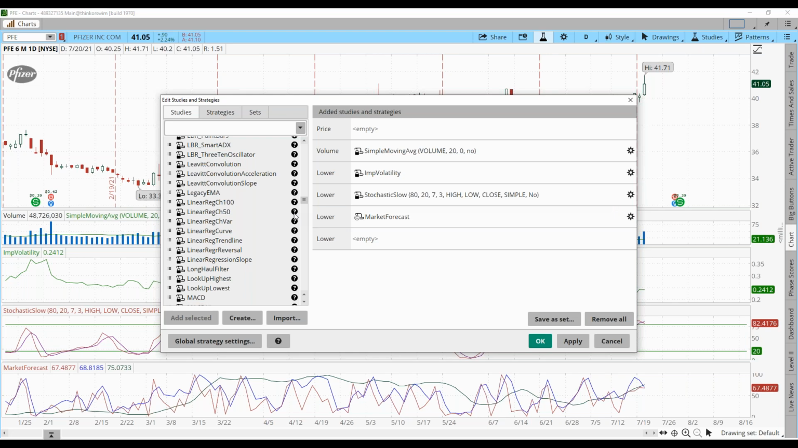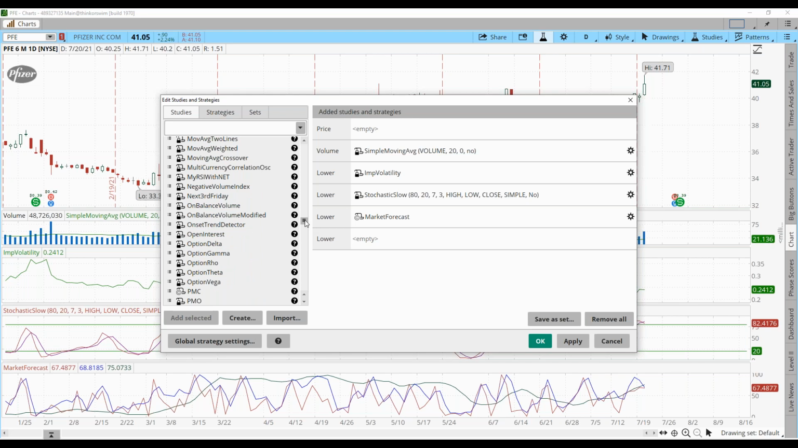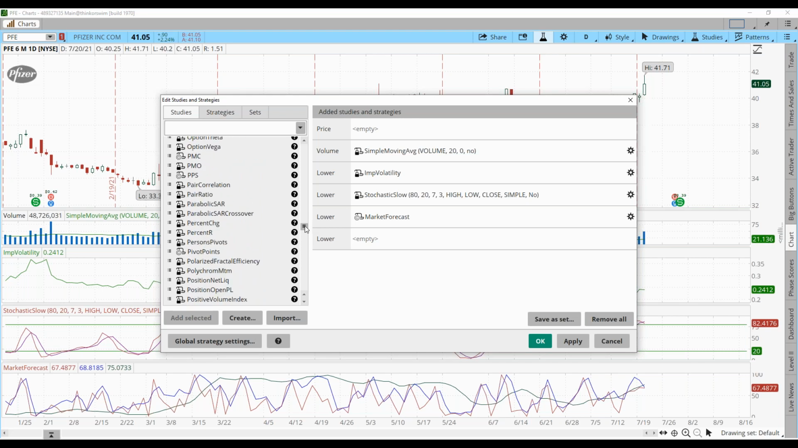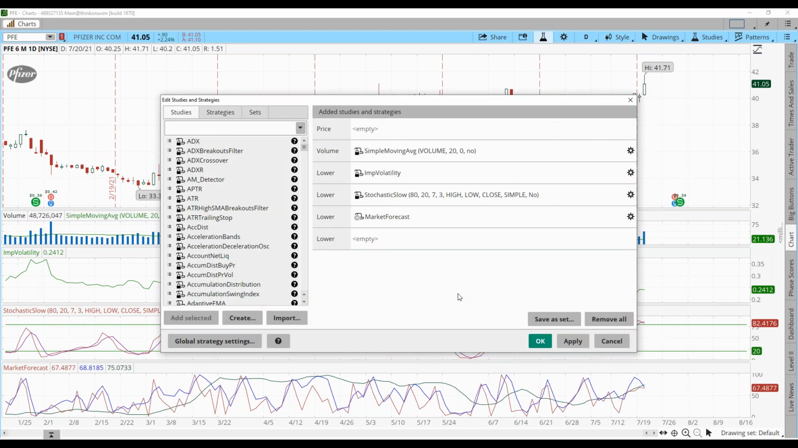What about the linear regression slope? Nope, I don't use it. What about the McClellan summation index? I don't, right? You can see there's just one after the other, after the other. There's your polarized fractal efficiency. Let's put this on. I don't even see where it went. Quite honestly, I thought I put it on, but apparently I didn't. So no, I don't use that.